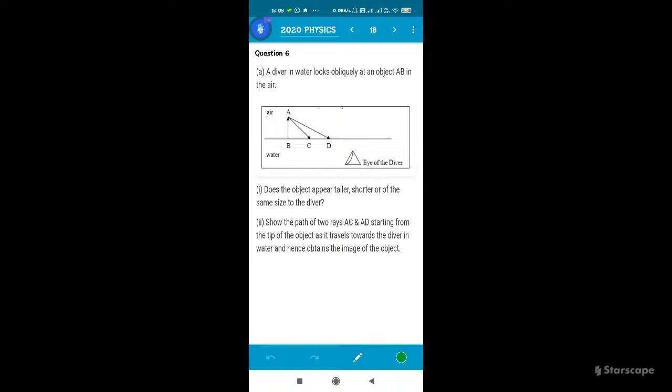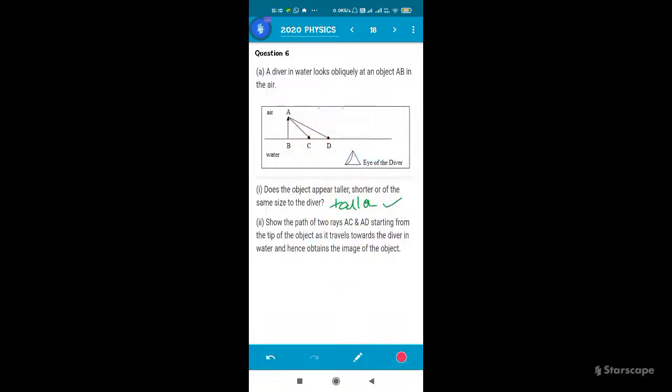Alright. So our first question is, does the object appear taller, shorter, or of the same size? Like I told you just now, it will appear taller because the person is observing it from a denser medium, to a rarer medium. If the person had been observing it from air, then it would have appeared to be shorter. Okay. Now your next question is, you have to complete the ray diagram in order to show how it would appear taller.